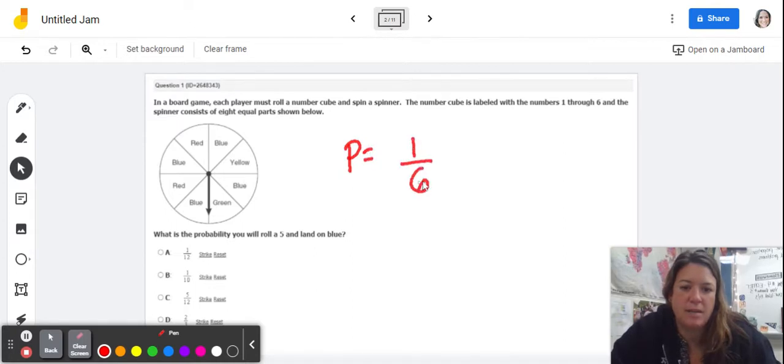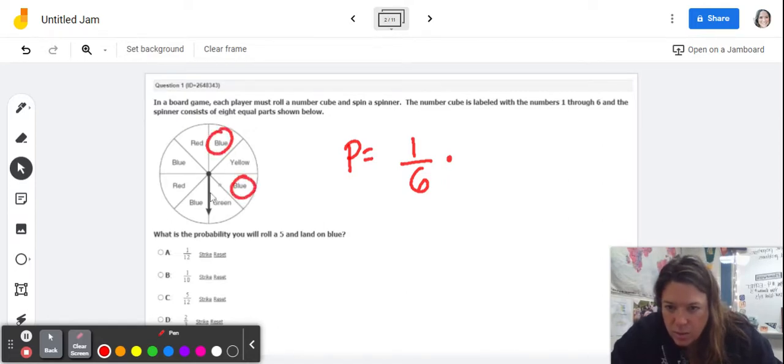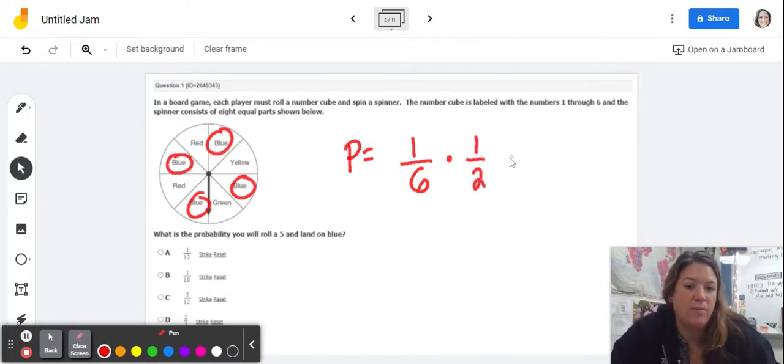5 on a dice out of 6 total, and I'm going to multiply that by blue, which is 1, 2, 3, 4 out of 8 total. So I could put 4 out of 8, or I could multiply it by a half. And then let Desmos do your work. 1 over 1, 1 times 1 is 1, 6 times 2 is 12, and 1/12 is A. So you're just multiplying those two probabilities together.